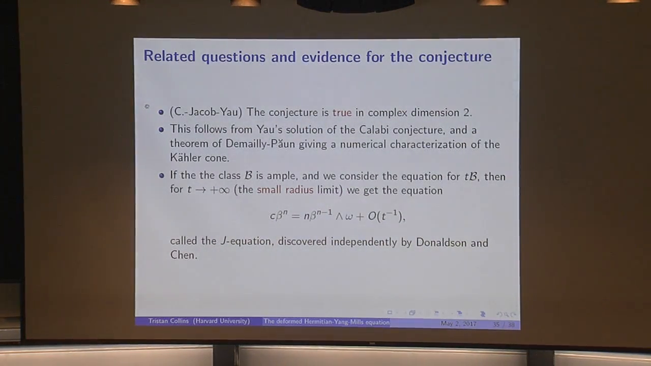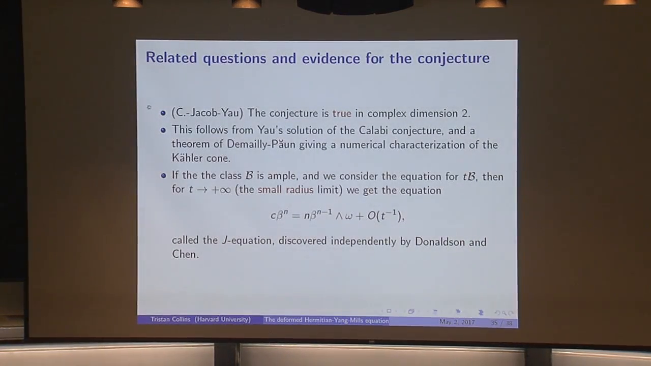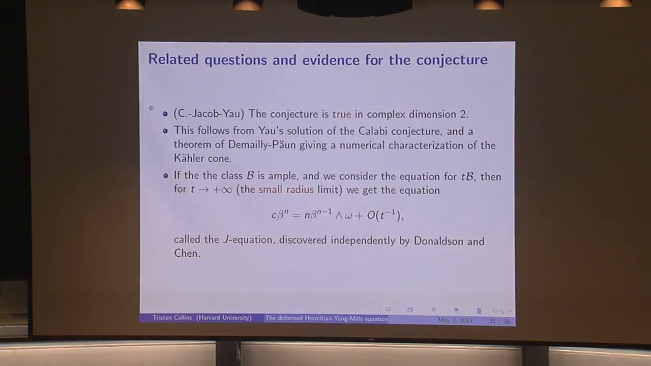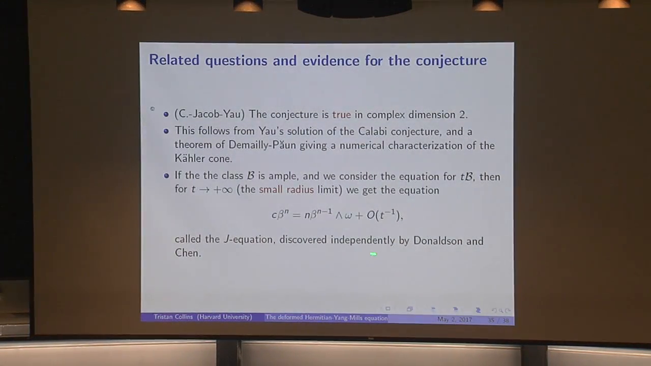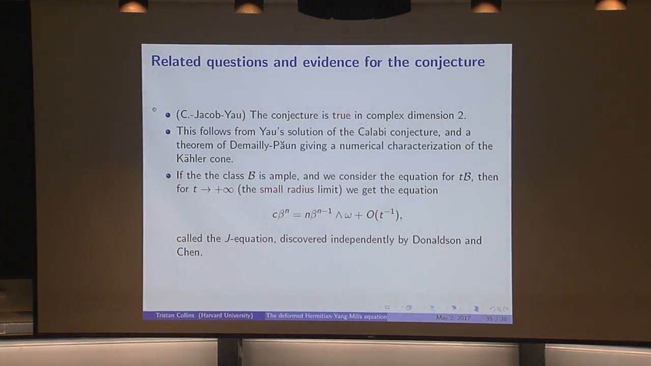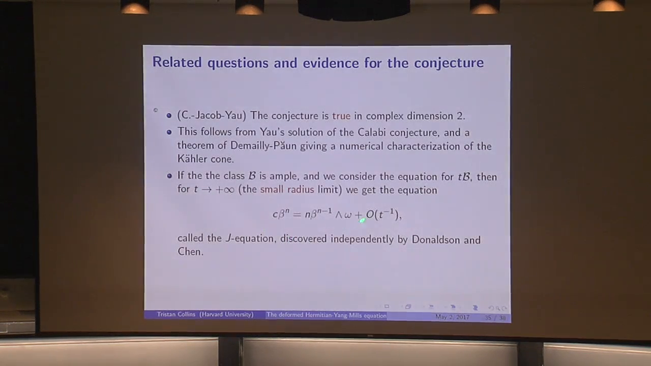And actually, this equation has appeared a lot in the literature before in relation to a lot of different things, so moment maps, infinite dimensional moment maps. It arose in Donaldson's work from that perspective, and in Chen's work in the study of existence of constant scalar curvature metrics. So this is on Kähler manifolds. This guy is called the J equation if you ignore the t inverse term here.